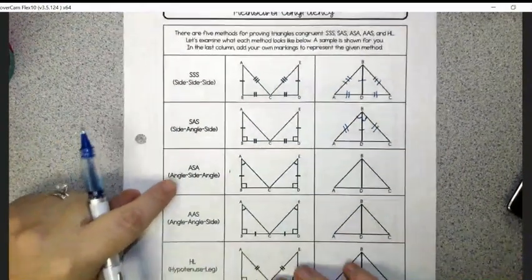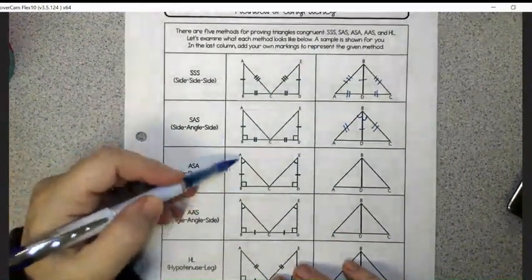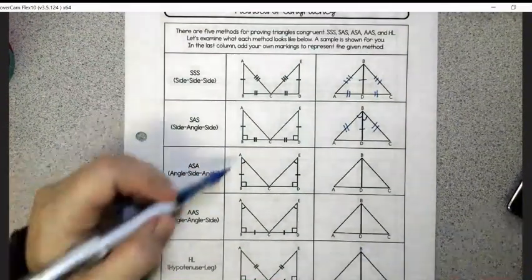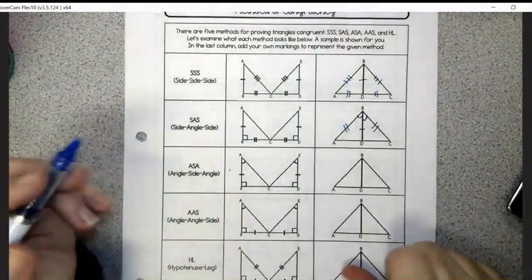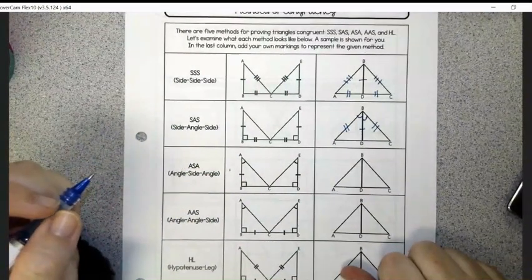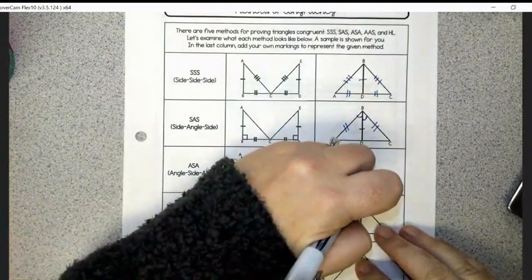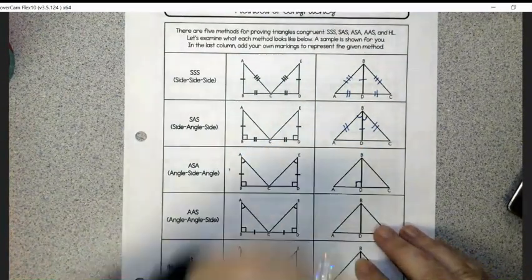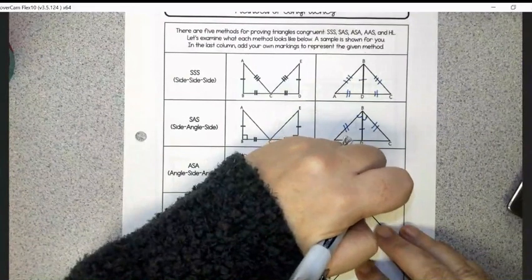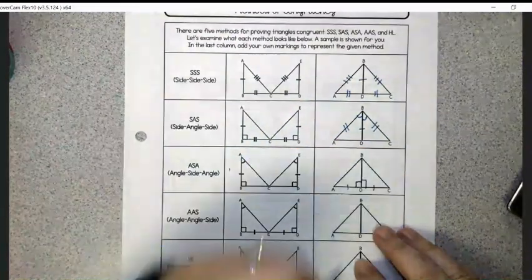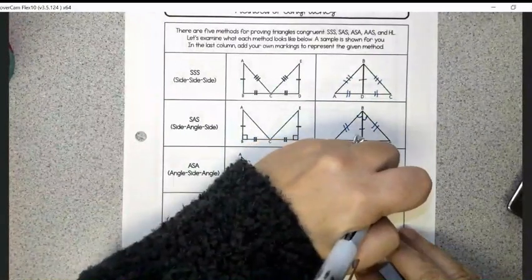Okay, the next one is angle side angle. So you need 2 angles and the side included between those 2 angles. Okay, so that's what this looks like. Let's mark the one over here so that it is also angle side angle. I'm going to mark, I think this is a right angle, so I'm going to mark that that's a right angle, which means this side's a right angle. I'm going to put these 2 sides are the same, and this angle's the same.